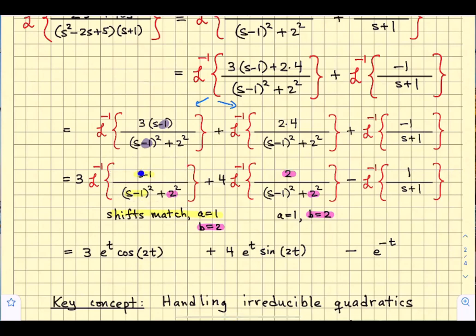I notice here the shifts match in s. Whenever I have an s, the shifts have to match. The a is a 1 here. If we cover up that shift, that looks to me like something that inverse transforms back to a cosine 2t. So notice my b here is 2. And so this inverse transforms back to a shifted version of a cosine 2t. And what happens in the t domain when you shift in the s domain is you multiply by an exponential. So this is an e to the t times a cosine 2t. Don't forget the 3 that's out front. So we pulled the 3 out here. Here we pulled the 4 out. We left the 2 knowing that our b's had to match. We'll deal with our shifts. Our shifts had to match.